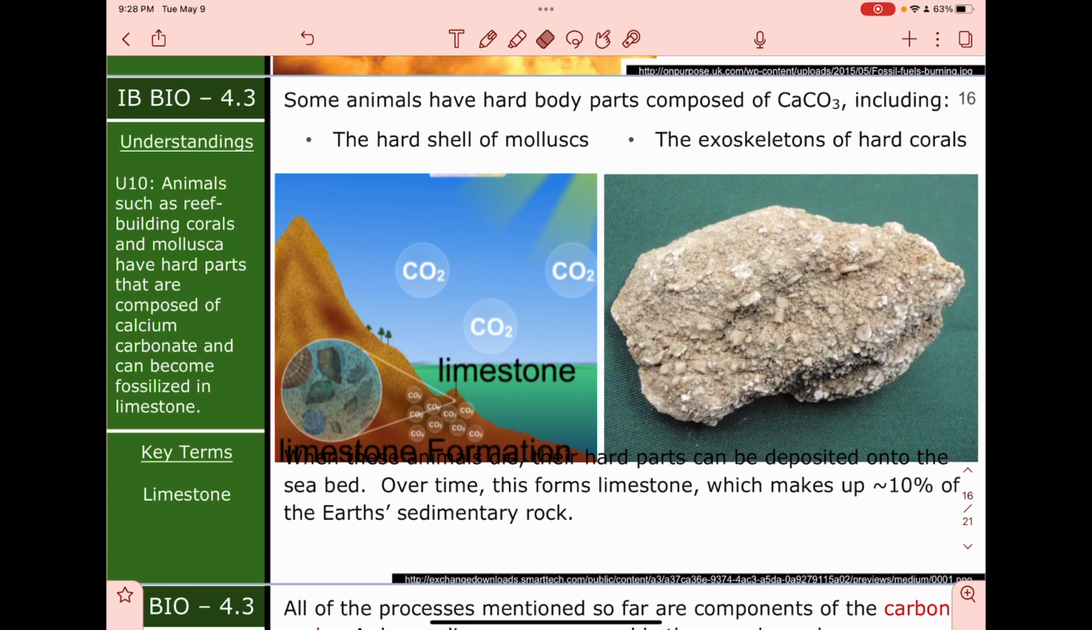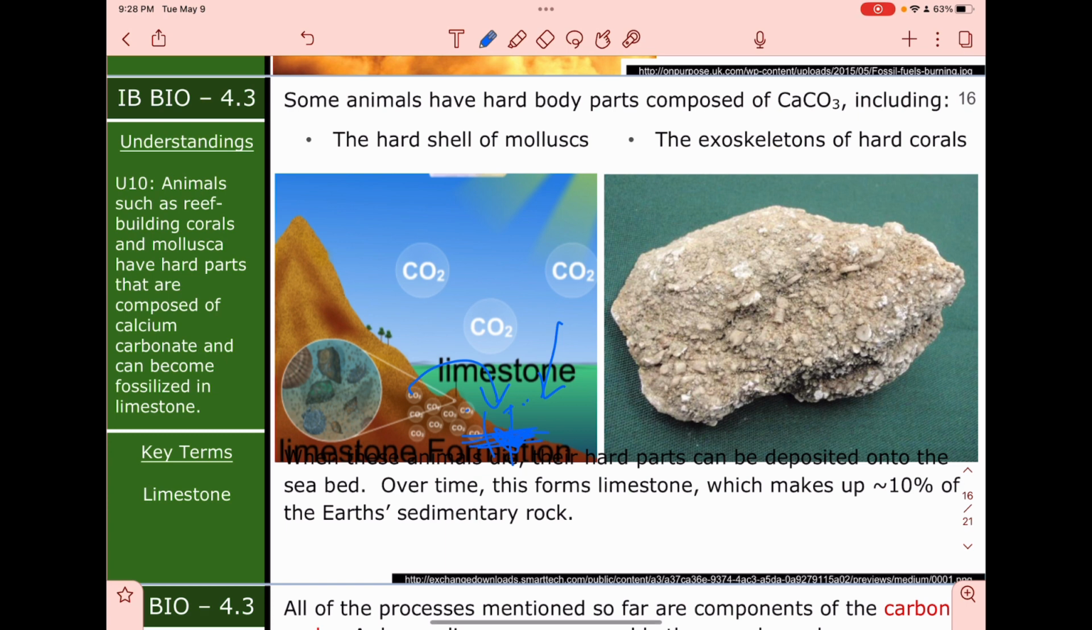This calcium carbonate will, when the animal dies, fall down into the bed of the ocean that you see there. So when the animals that are living here die, their hard parts fall down onto the ocean floor. When they fall onto the ocean floor, they get compacted because you have more sediment falling from various places onto the ocean floor, so it's building up.